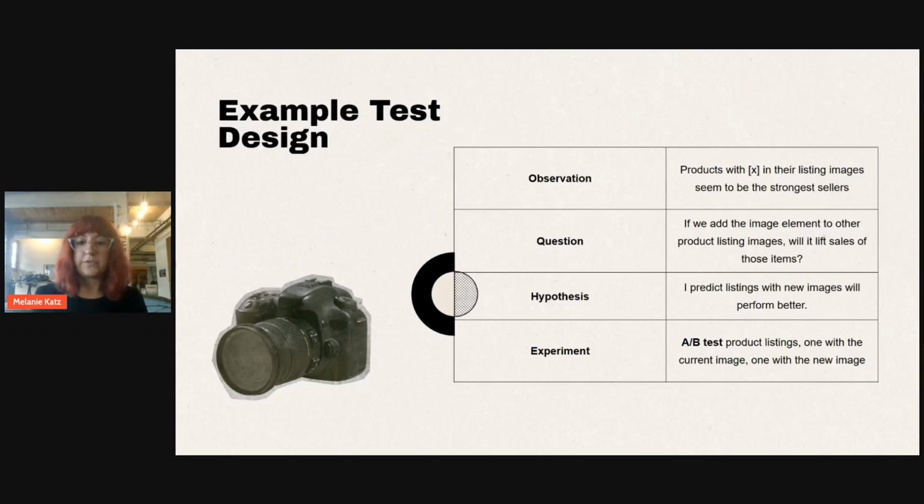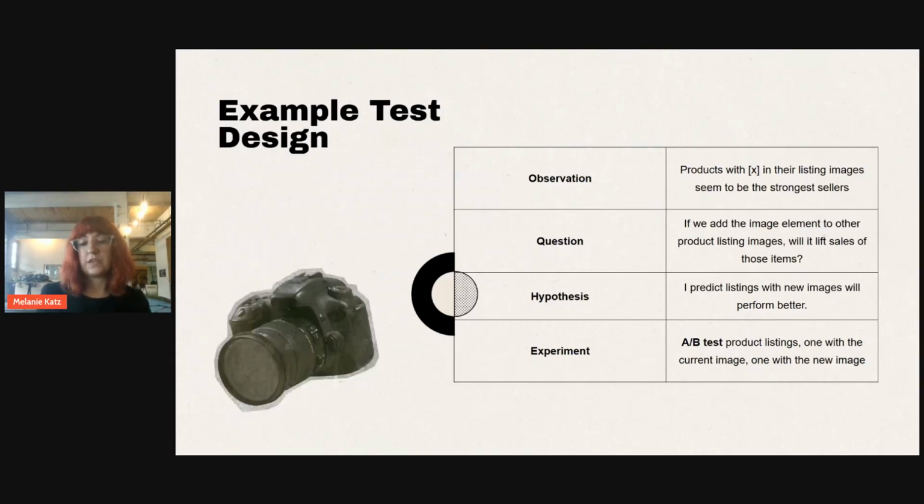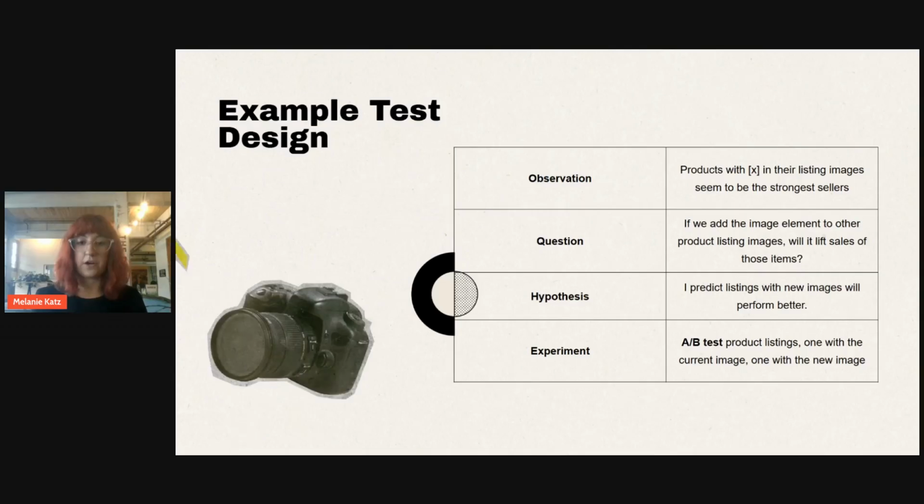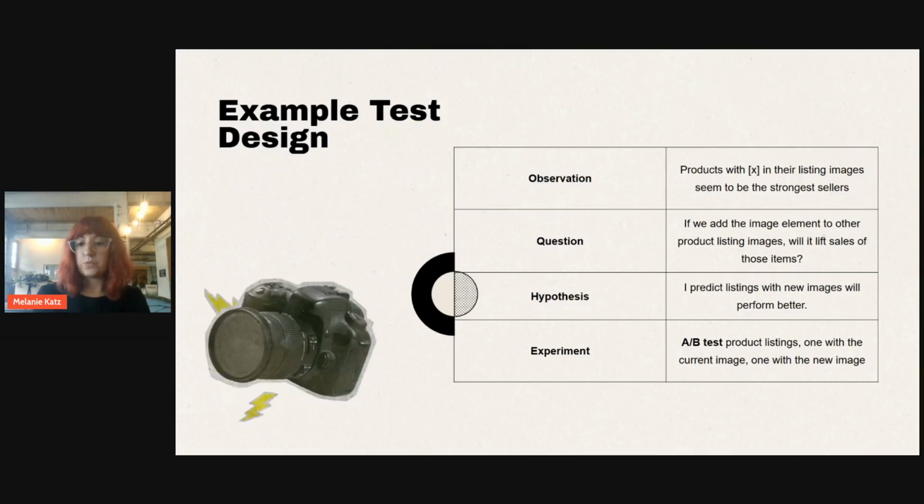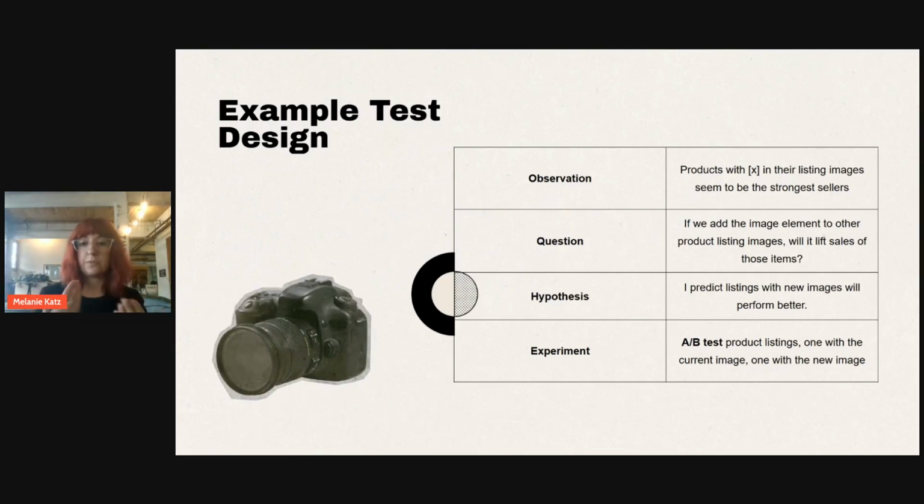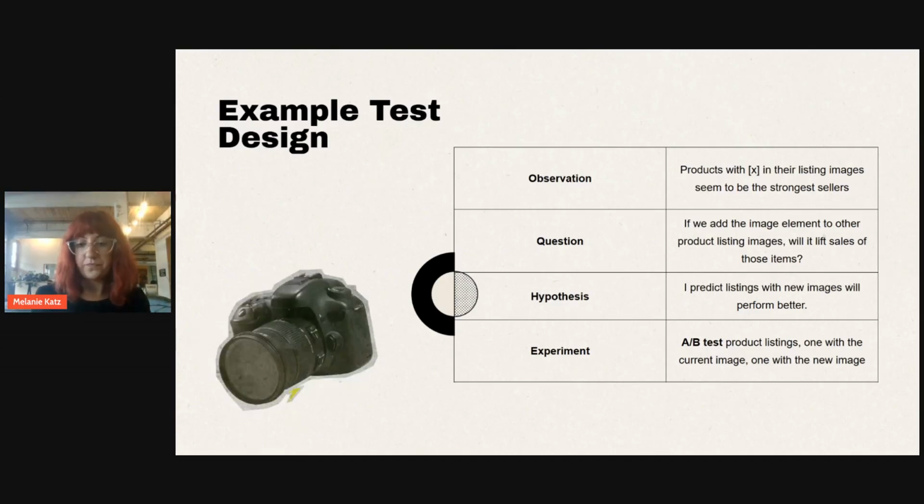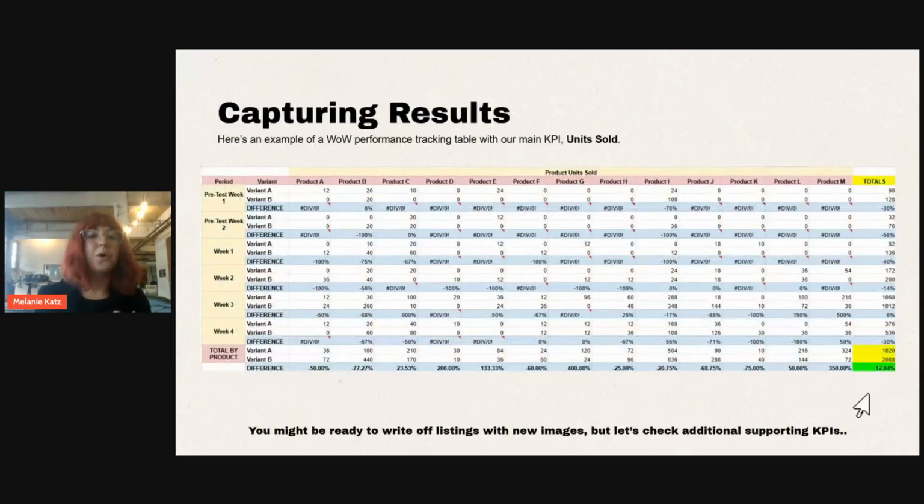So based on what we've seen, we would predict that listings with the new green background will perform better, and then acting this out in an experiment. So we could do an A/B test with product listings, maybe one with a current image, one with a new image, and compare how it performs based off of traffic sent to them. We're going to roll with the example of an A/B test because it's the most straightforward test format.